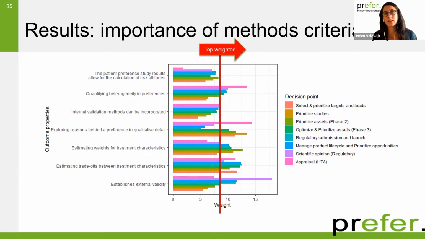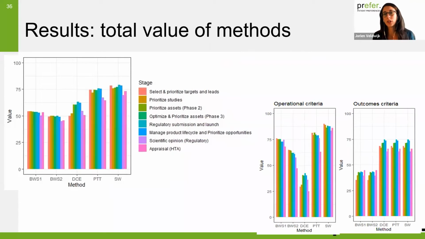Later, we see that estimating weights and trade-offs for treatment characteristics is important in almost all of the decision points, and establishing external validity becomes more important towards the end of the medical product life cycle, including regulatory decision making. If you can go to the next slide. So here, these were the values of each of the methods criteria.